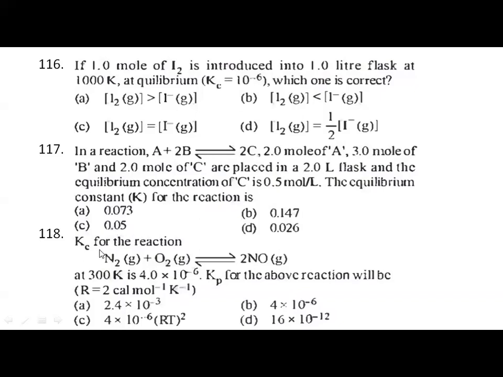Next question. Kc for the reaction N2 plus O2 gives 2NO at 300 Kelvin is 4.0 into 10 raised to minus 6. Kp for the above reaction will be, R is given as 2 calories per mole. We know the relationship between Kp and Kc. The relationship is Kp is equal to Kc RT delta N. And here for the reaction, delta N is 0. If delta N is 0, Kp is equal to Kc. Correct? Kp is equal to Kc.